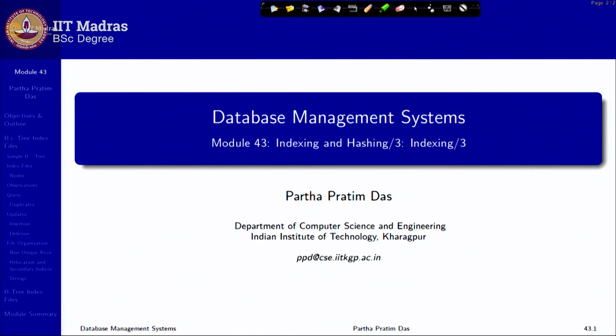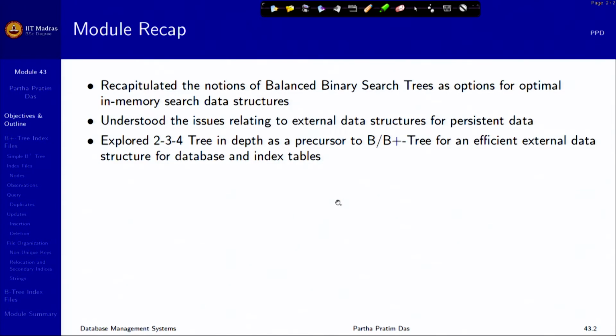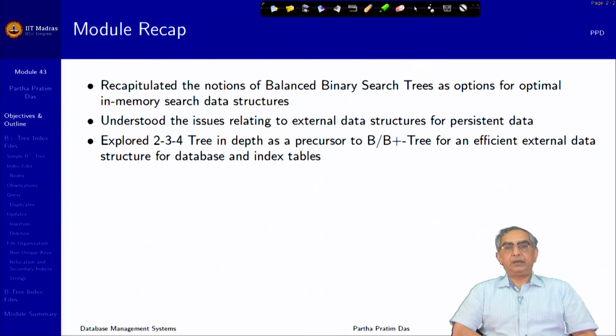We have been discussing indexing and hashing, and we have recapitulated binary search trees, particularly the balanced ones, in the last module. Specifically, we took a look at a new interesting data structure called 234 trees as a precursor to what we are going to discuss today. 234 trees have 3 different types of nodes and a unique property that all leaf nodes are at the same level with respect to the root.